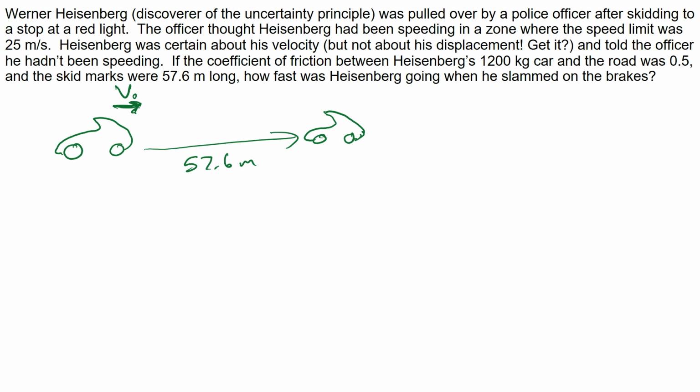Heisenberg argues that he wasn't speeding. And the skid marks were 57.6 meters long, and the coefficient of friction between the car and the road was 0.5. So we got to figure out if Heisenberg is actually telling the truth. Was he speeding or was he not?